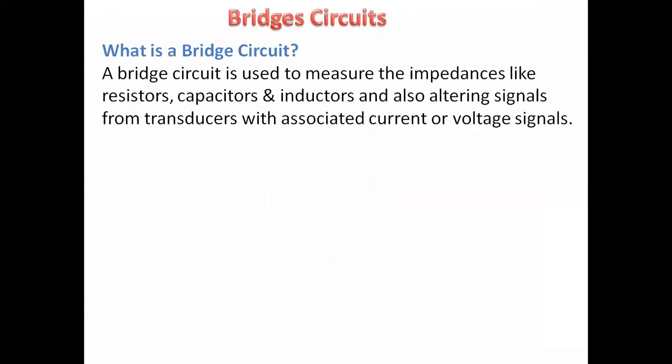A bridge circuit is used to measure impedances like resistors, capacitors, and inductors. So we have to measure the resistance and the impedances of capacitors and inductors. Inductors and capacitors have some impedances. Impedance is similar to resistance, but the resistance offered by capacitors and inductors we call impedance, and that impedance comes into the picture when we apply alternating voltage.